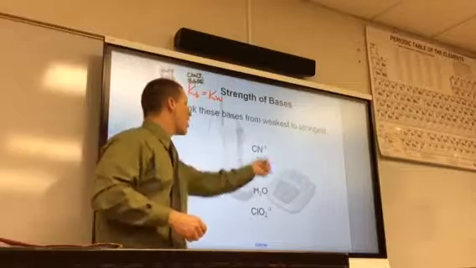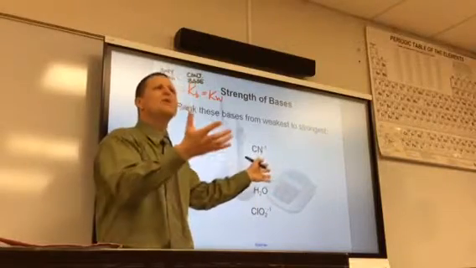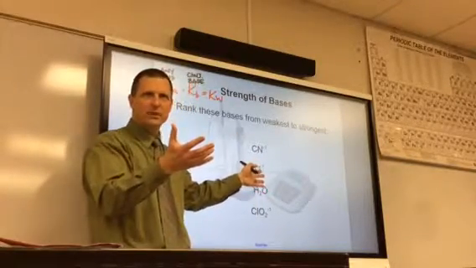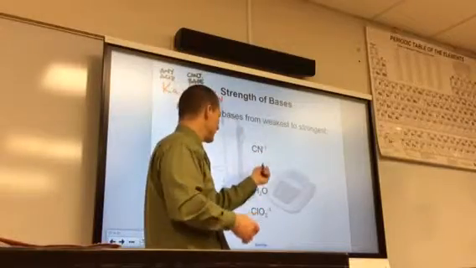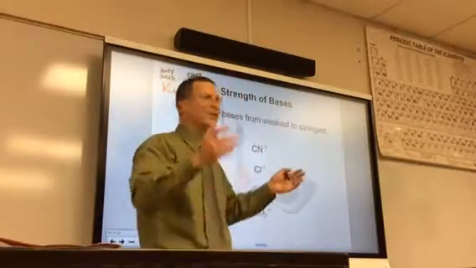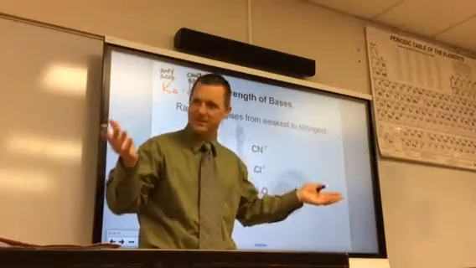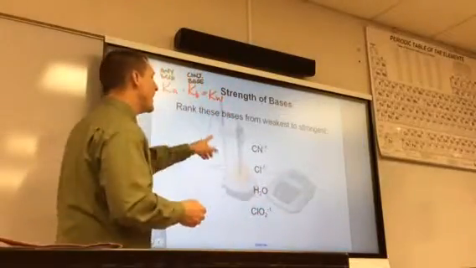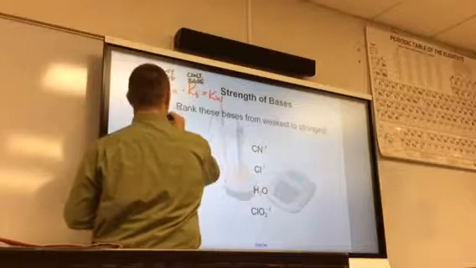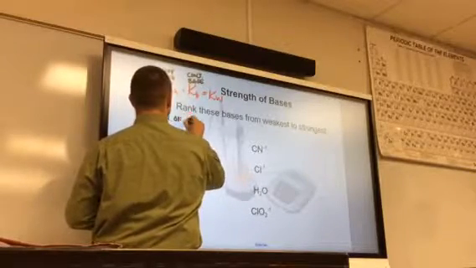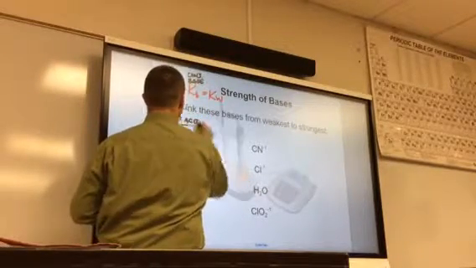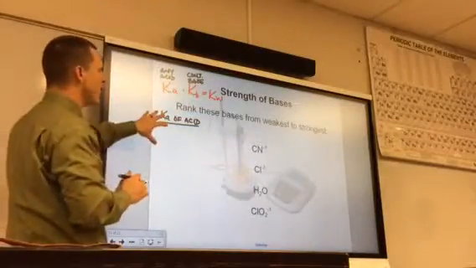Now, not all of these are amines, so we can't really use that Kb table. It would be nice if we just had a Kb table that told us the Kb of each of these four things. We'd go from lowest to highest, we'd be done. Well, it's not that easy. We do have Ka values, so let's go ahead and figure this out by looking at what the acids are.